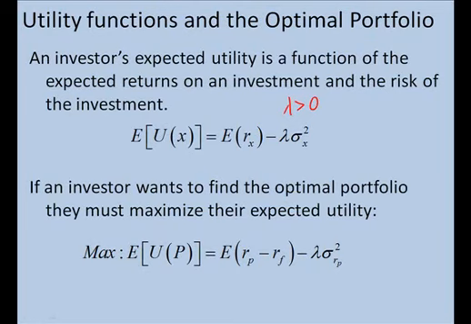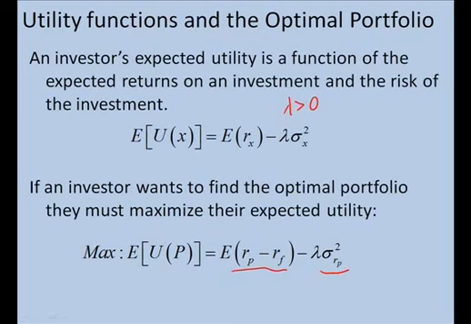So investors want to solve the following problem. They have to maximize the expected excess returns on a portfolio minus lambda times the risk of that portfolio. This is the function that investors will be maximizing. Notice that we're looking at excess returns. We're looking at returns over and above the risk-free rate. We are assuming that there is a riskless asset in this economy and that we can invest in it.